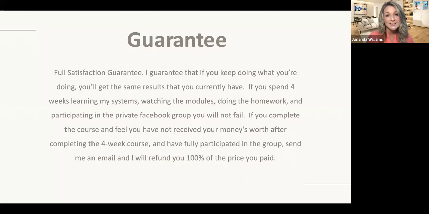But I can also guarantee you that if you keep doing what you're doing, you're going to get the same results that you currently have. So I do have a guarantee here. If you dive in and give us 4 weeks, you go through the course, you go through the workbook, you go through all of this, you plug it in to our group, and you do all of that, and you are not 100% satisfied, then you are going to get 100% of your money back.